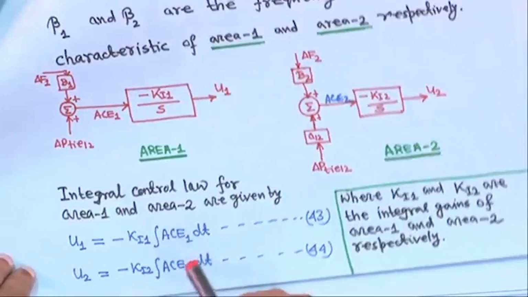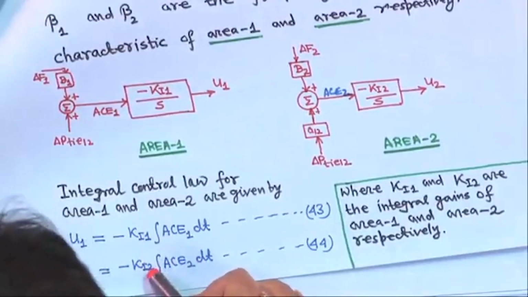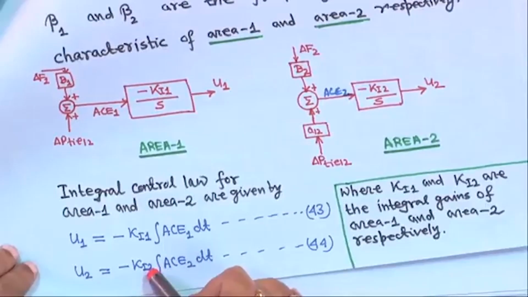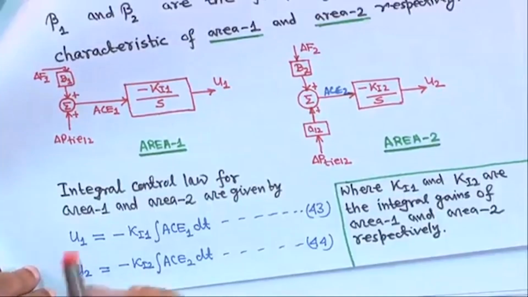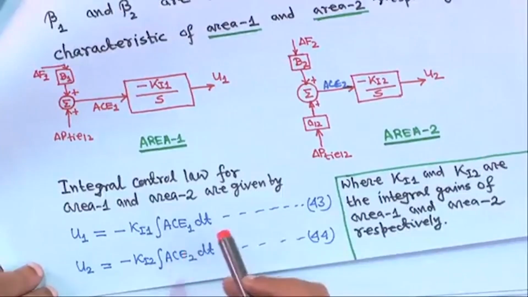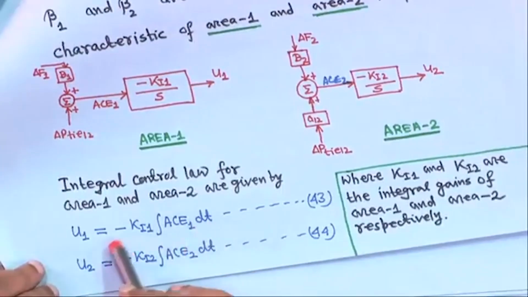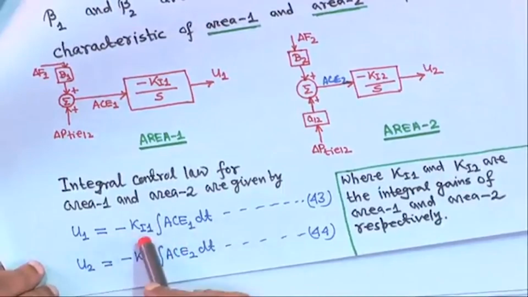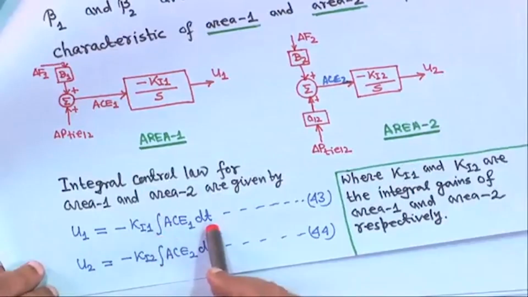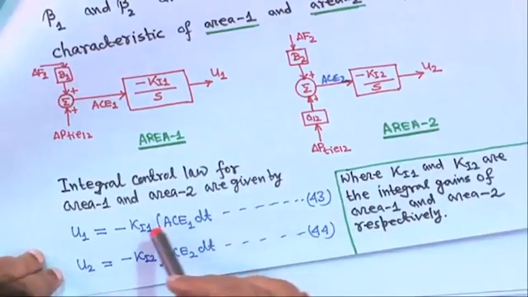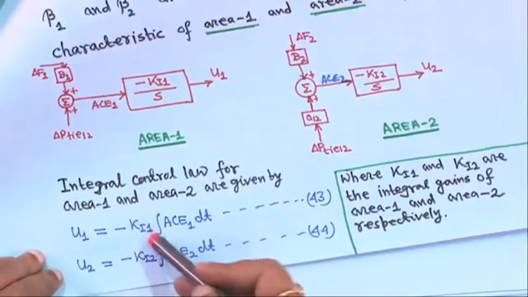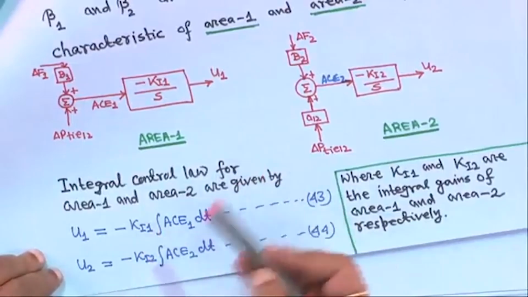Now, the question is what values of Ki1 and Ki2 we will choose. These Ki1 and Ki2 can be optimized, but that is beyond the scope, because in the classroom we cannot do that, as you need simulation. So, u1 is equal to minus Ki1 integral of ACE1 dt, and u2 is minus Ki2 integral of ACE2 dt, and Ki1, Ki2 are the integral gain settings for the system we have chosen.